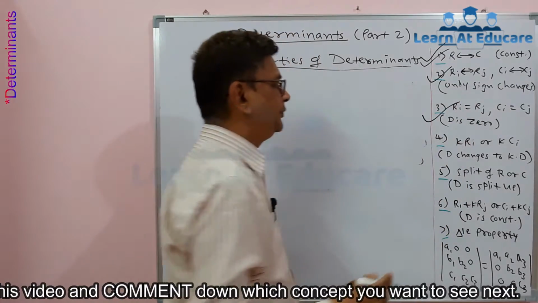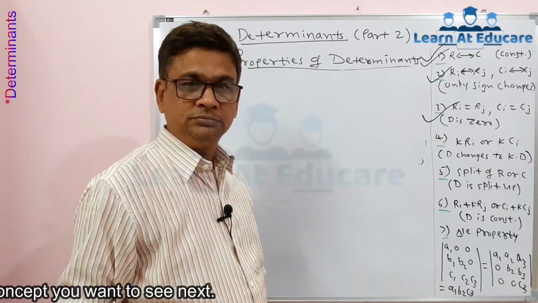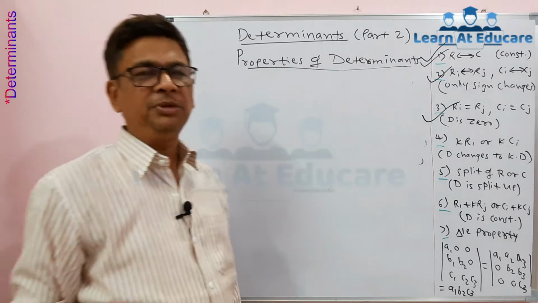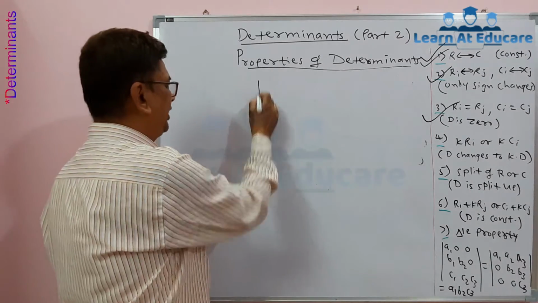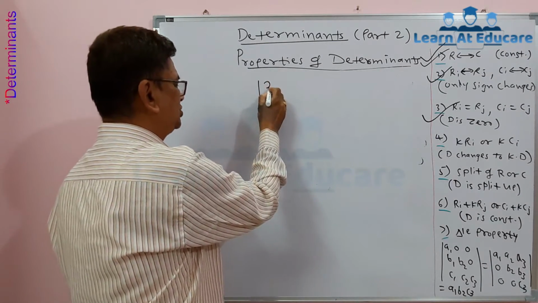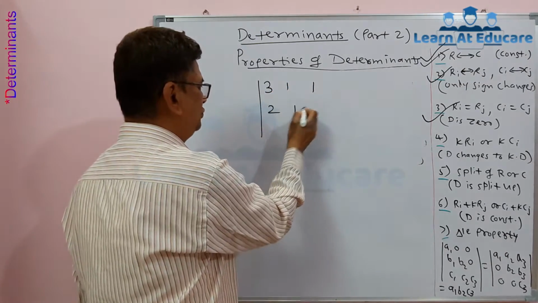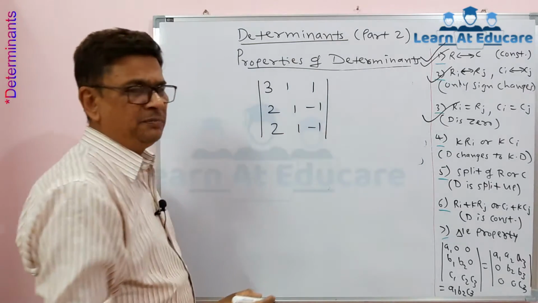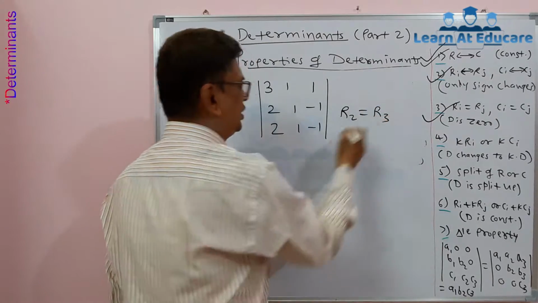Third property: in any determinant, if two rows are equal or two columns are equal, then the value of the determinant is 0. For example, if you take this 3 into 3 determinant now, suppose the first row is like this 3 1 1, the second row is 2 1 minus 1, and the third row also suppose 2 1 minus 1. So can you observe here, the second row is equal to the third row.